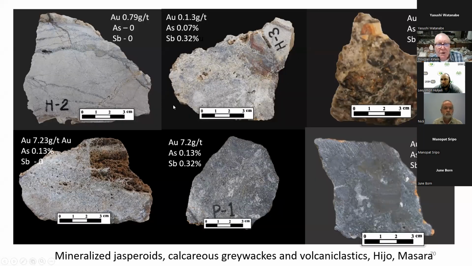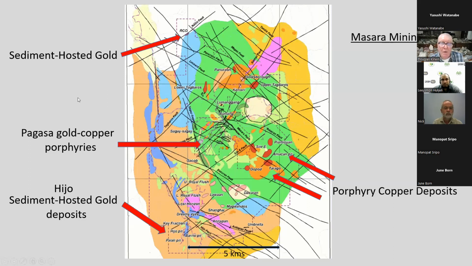Here are some cut slabs of what that mineralization looks like. Some of the grades are quite nice. Fine-grained gold associated with disseminated pyrite and arsenic and antimony. One of the interesting things about Ivanhoe is that on the district scale, it's quite close to a major epithermal mining camp called Masara. Masara is one of the classic long-time epithermal gold mining districts of the Philippines. It's still in production today.